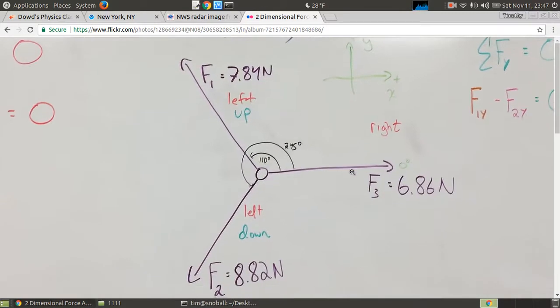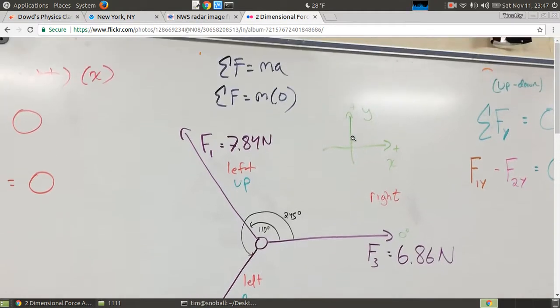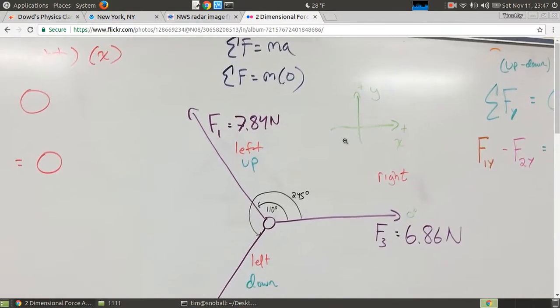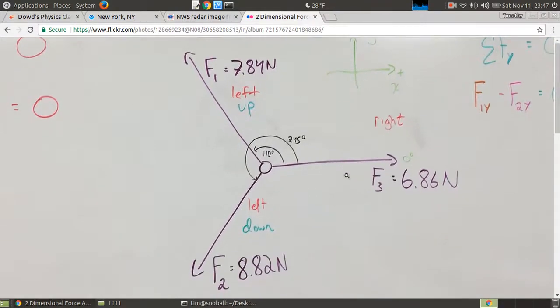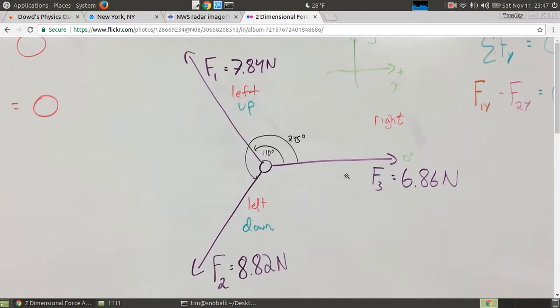I like to use the words up, down, left, right to describe each force. Notice I've drawn my axes. We're going to call up, down, y, left, right, x. So the three forces, F1 is left and up, F2 is left and down, and F3 is right. So I've coded in red left and right.